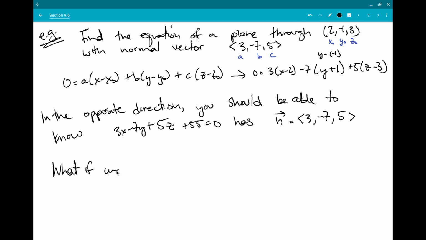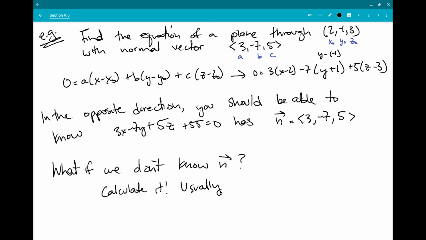So what if we don't know n? Kind of like, what if somebody asked you to solve an equation for a line, but they didn't give you the intercept or the slope? We're going to have to calculate it somehow. And vectors are tricky, and I'll just say that usually we're going to have to use the cross product to do this, because the cross product is sort of defined in terms of being perpendicular to things, being normal to things, so it makes a good source of a normal vector.